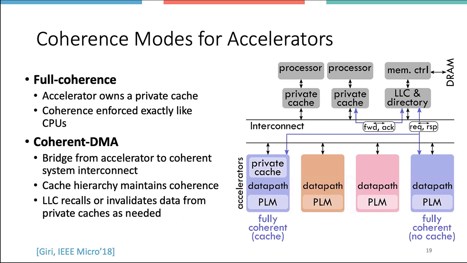Accelerators can also operate fully coherently without a private cache, a mode that's also referred to as coherent DMA. In this case, the accelerators generally have no notion of coherence, so a bridge is required to convert the accelerator's request to the coherent system interconnect. In this case, the cache hierarchy maintains full coherence, so the last level cache needs to recall or invalidate any accelerator data that might be in the private caches.